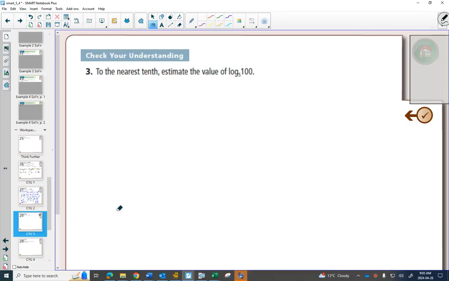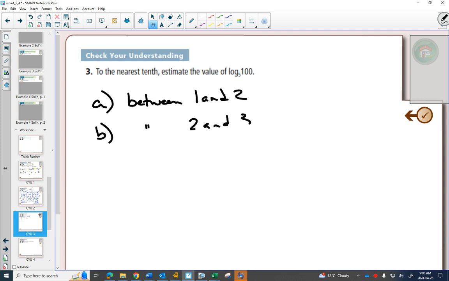If this appeared as a non-calculator question, it would probably be multiple choice. And as a multiple choice, they might instead say to the nearest tenth, or they might ask, is this answer between 1 and 2, 2 and 3, 3 and 4, or 4 and 5? If you had to, in mental math, say log 5 of 100, what is it between? Which of those ones makes sense?